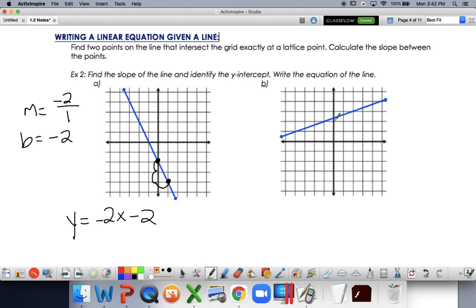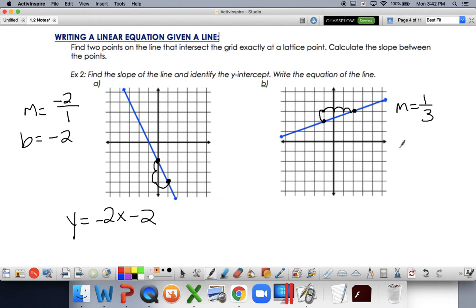Now over here, this one's a little bit trickier. I do not know what my y-intercept is. I know it's a little bit more than 2, but I'm not exactly certain what that is. So what I want to do is pick 2 points that cross the grid lines perfectly, here and here. So from here, I can see that my slope is up 1 and then to the right 3. So my slope is 1/3.